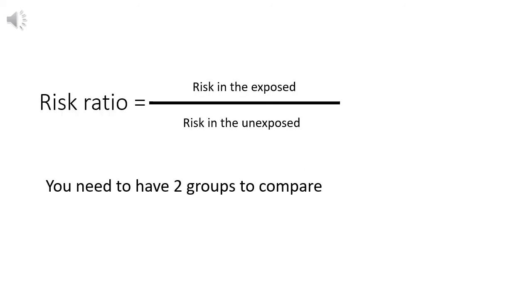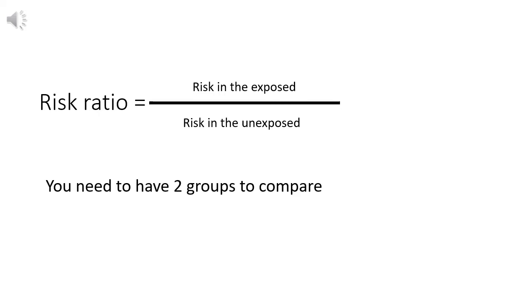Relative measures of association are always some ratios. You need to have two groups which you compare. Keep in mind that you study an association between an exposure, which is a risk factor or a potential cause, and an outcome, which is a disease of interest. So one group should be exposed to that risk factor, and the other group should be unexposed, so you can use it for comparison.